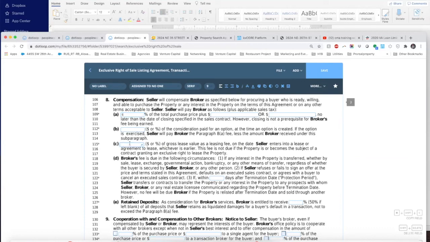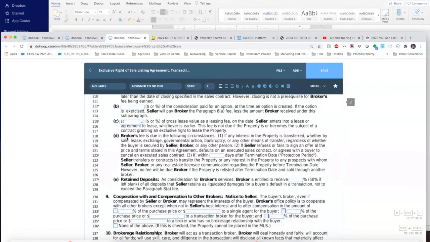And then number C, gross lease value as a leasing fee. So if you are making a lease agreement at the same time, that means that you need to specify here that you will be charging the commission if the property is leased. So you put 10% of gross lease value as a leasing fee. So 10% total.